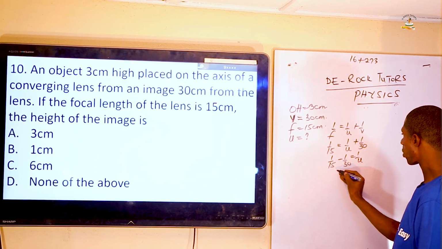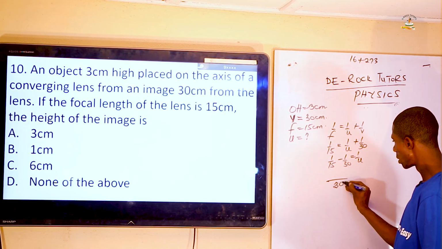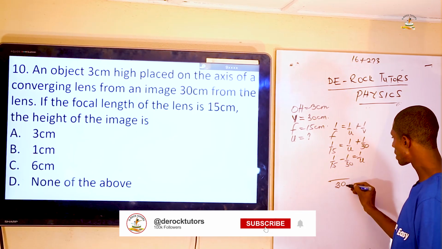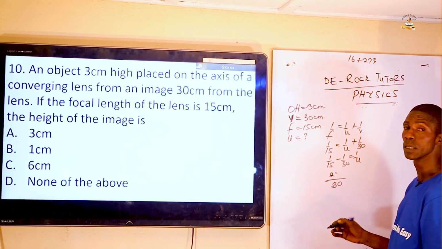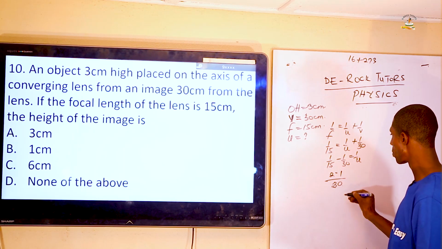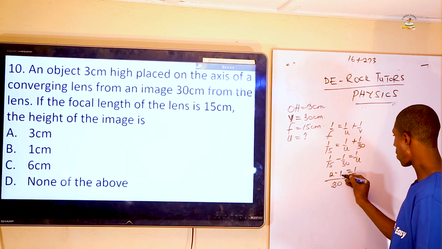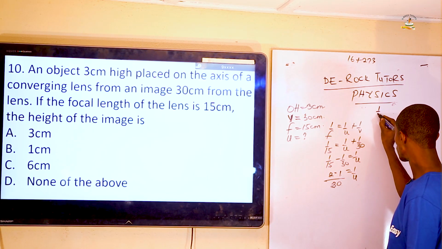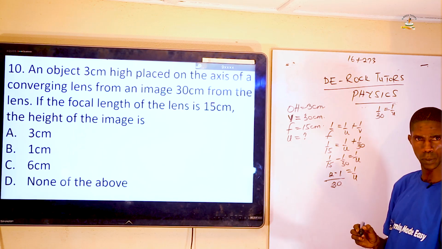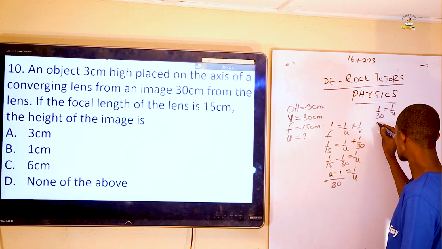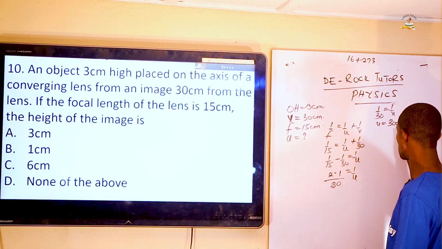So the LCM of 15 and 30 will give me 30. So 15 in 30 will give me 2, minus 30 in 30 will give me 1. Multiplied by 1 will still be 1, equals 1 over U. So 2 minus 1 will give me 1 over 30 equals 1 over U. So if I cross multiply, U multiplied by 1 will still give me U. 30 multiplied by 1 will still give me 30 in centimeter.